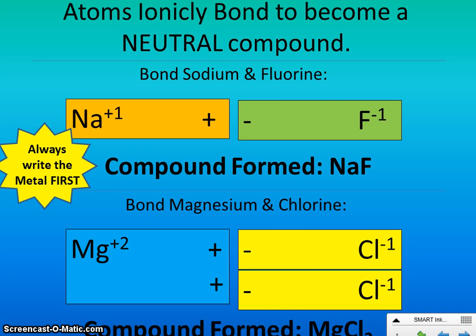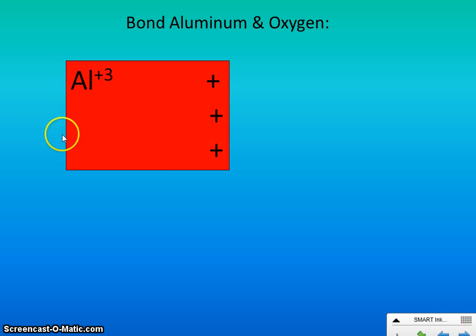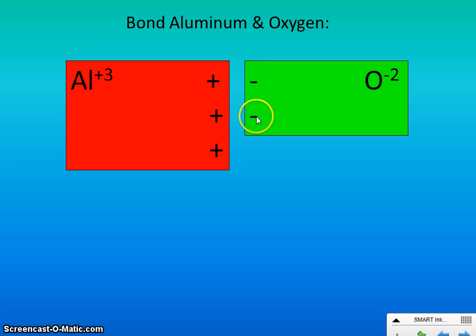All right, we're going to try a little bit harder one. This one is bonding aluminum and oxygen. Okay, look at your periodic table and determine what charge aluminum is going to have when it forms an ion. Aluminum has a +3 charge, so this box represents an aluminum ion, and it's going to have 3 positive charges. Okay, oxygen, when oxygen forms an ion, it has a -2 charge. So there's your 2 minuses.